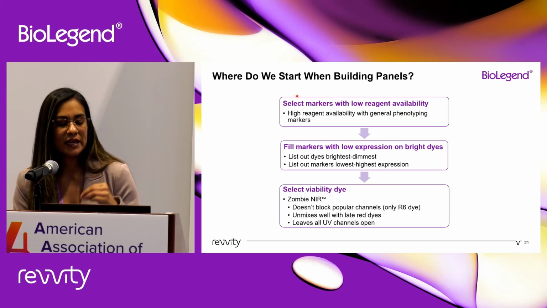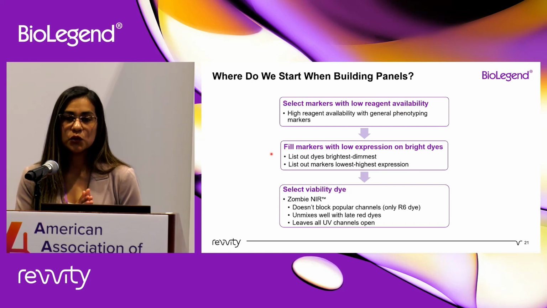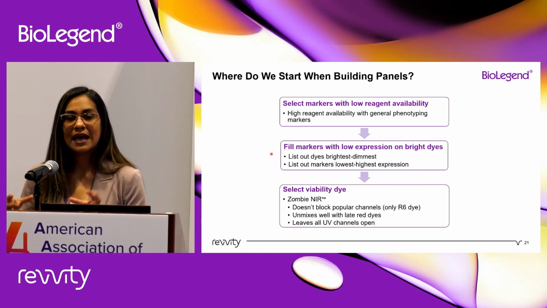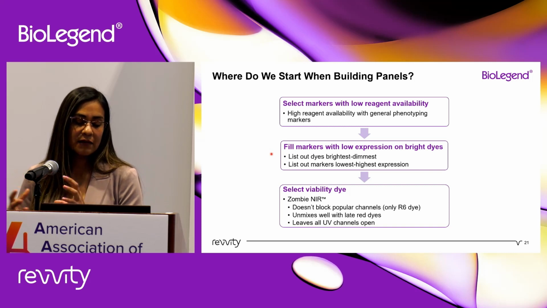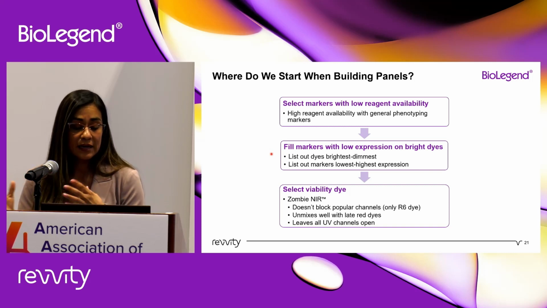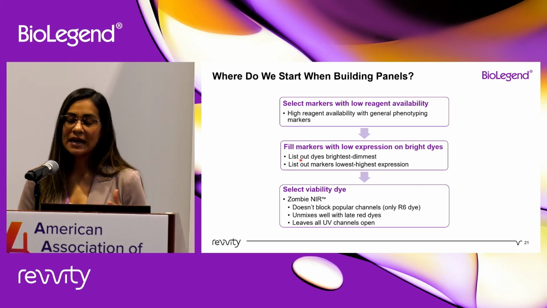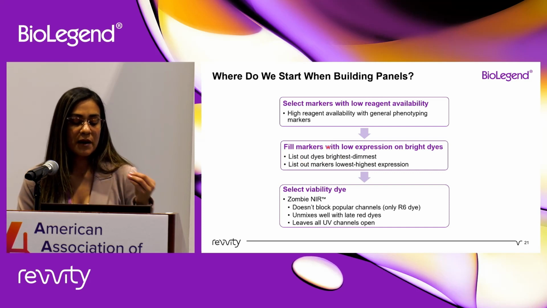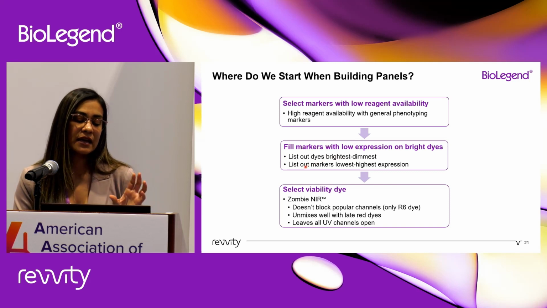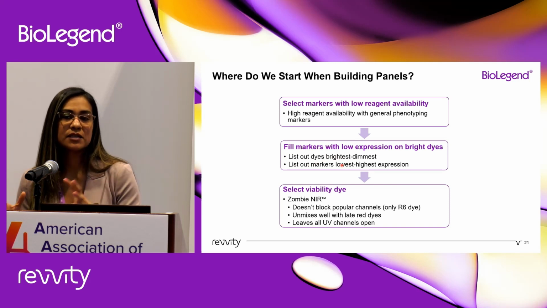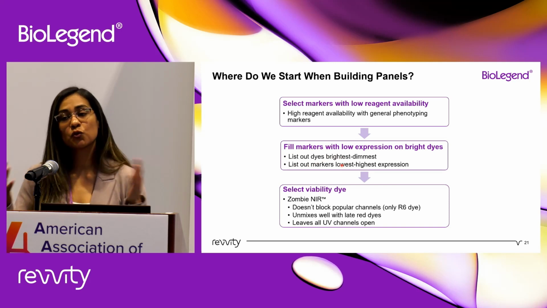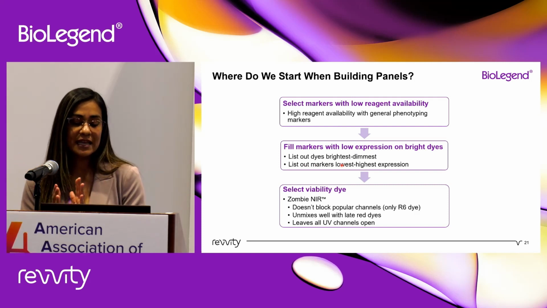So I'm going to move to the next step, that is fill the markers with low expression on those dyes that are brighter. And here, if you are not very familiar building the panels, listing out the dyes from the brightest to the dimmest, and the markers from the lowest to the highest expression is very useful to help you to do that matching between the dyes and the markers.